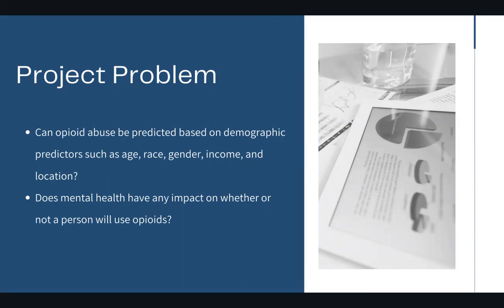The project problem or goal for my project is to create a classification model that will determine whether or not a participant is an opioid abuser based on specific predictors. So can opioid abuse be predicted based on demographic predictors such as age, race, gender, income, and location? I also want to determine whether or not mental health has any impact on whether or not a person will use opioids.